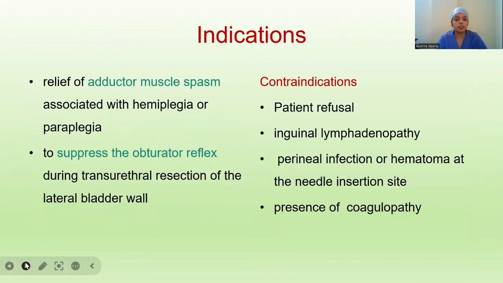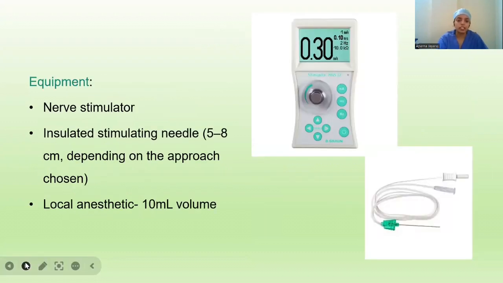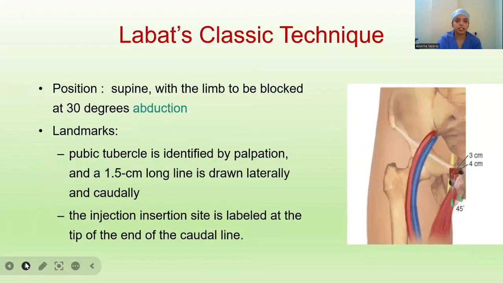Indications include the relief of adductor muscle spasm associated with hemiplegia or paraplegia, and to suppress the obturator reflex during a TURBT surgery. Contraindications include patient refusal, inguinal lymphadenopathy, perineal infections or hematoma at the site of needle insertion, and coagulopathy. Equipment: you need a nerve stimulator, an insulated stimulating needle of 5 to 8 centimeters, and local anesthetic around 10 to 20 ml in volume.